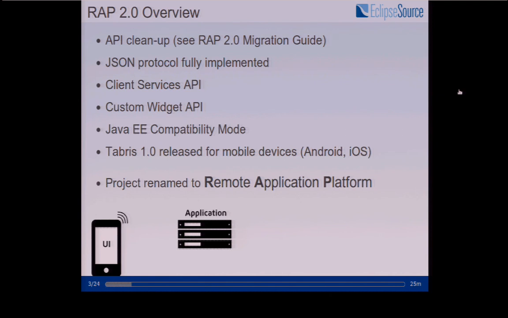One of the major goals was this API cleanup with a migration guide. So if you have a 1.x RAP-based version of your software and you want to migrate to 2.x, you can follow the instructions in the migration guide, and everything should be working after changing those things. Another thing that we achieved is the JSON protocol. I'm coming back to this later. We have a new client services API. That's an API that allows you to retrieve data from the client or do certain things on the client.